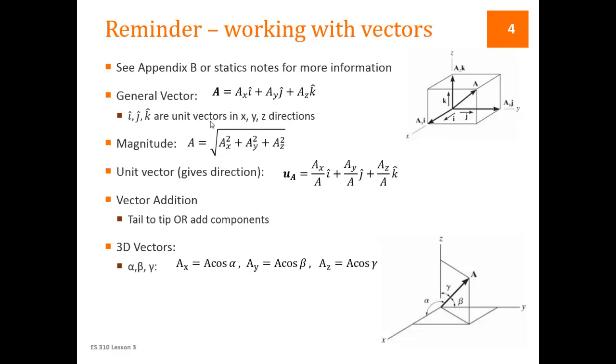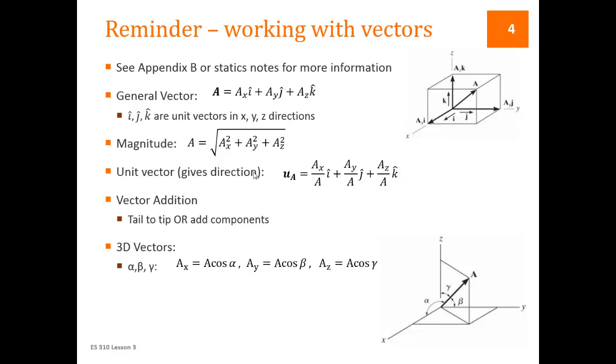The magnitude of a vector is given by the square root of the sum of the squares of its components. If we want the direction of a vector, we're being asked for a unit vector in that direction, right? So the unit vector in the direction of A is given by the x part of the vector divided by its magnitude in the i hat, the y part of the vector divided by its magnitude in the j hat, and the z part of the vector divided by its magnitude in the k hat.